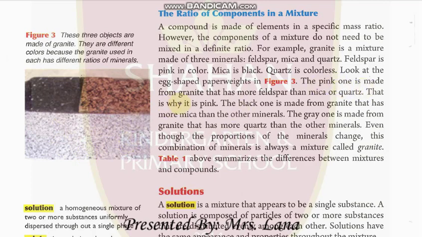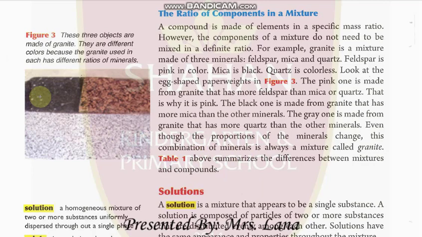The pink one is made from granite that has more feldspar than mica or quartz. That's why it is pink. The black one is made from granite that has more mica than the other minerals. The gray one is made from granite that has more quartz than the other minerals. Even though the proportion of the minerals changes, this combination of minerals is always a mixture called granite.